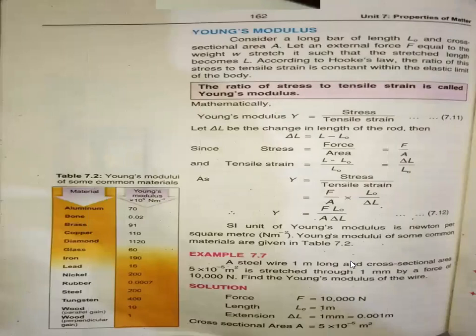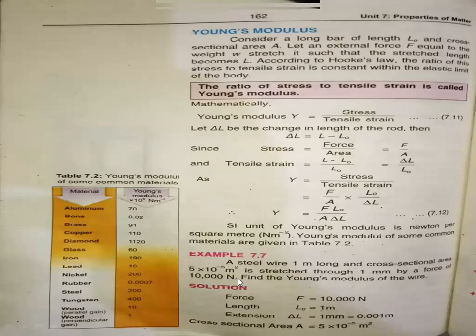Okay, we solve this now. Example 7.7. A steel wire 1 meter long and cross-sectional area A is 5 into 10 to the power minus 5 meter square is stretched through 1 millimeter by a force of 10,000 Newton. Find the Young's modulus of the wire.